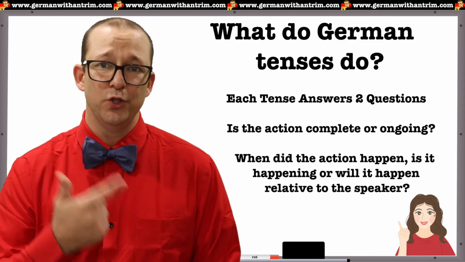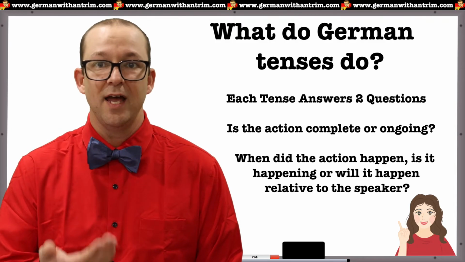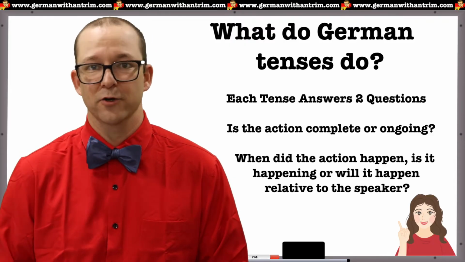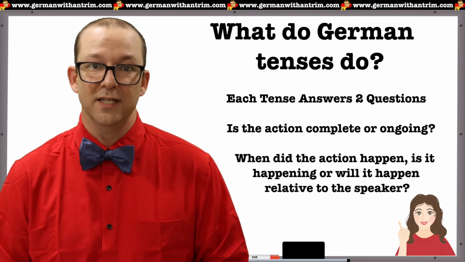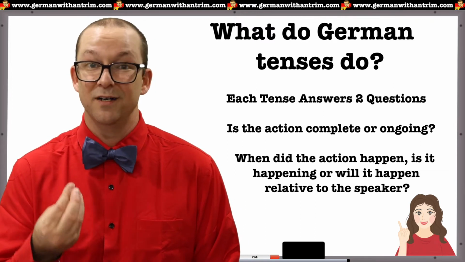German tenses do 2 things. They show whether or not the action is complete or ongoing, and they show when the action happened or will happen relative to the speaker's point of view. Contrary to popular belief, the Präsens and perfect tenses do not tell us the time of anything.